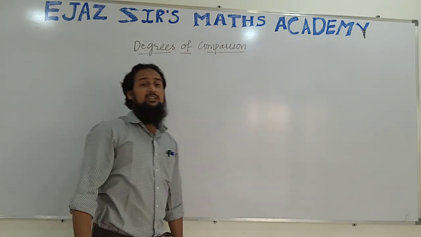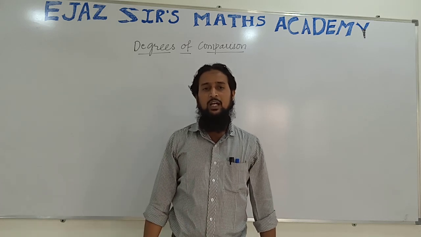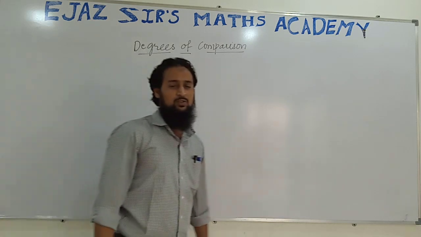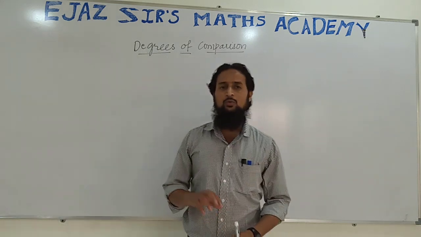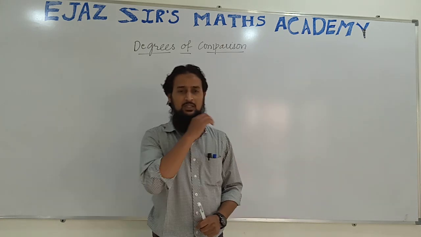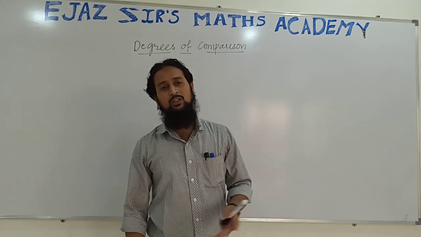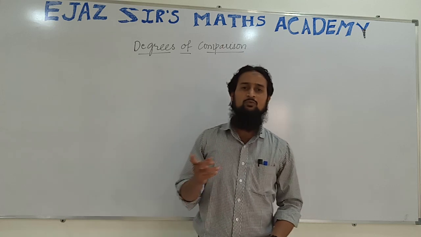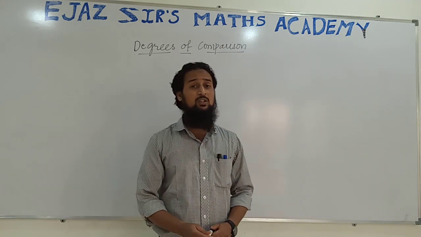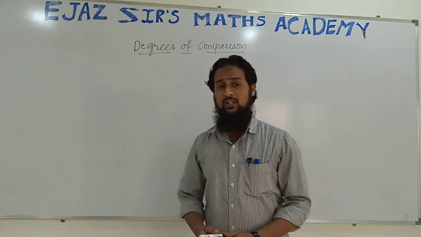You all know that there are three degrees of comparison: the positive degree, the comparative degree, and the superlative degree. So we'll deal with the rules on degrees of comparison, how to interchange one degree into another degree of comparison. So how to convert comparative degree to superlative degree, how to convert superlative degree into positive degree, how to convert positive degree into comparative and superlative degree. We'll deal with the rules on these. So let us start by studying rule number one.